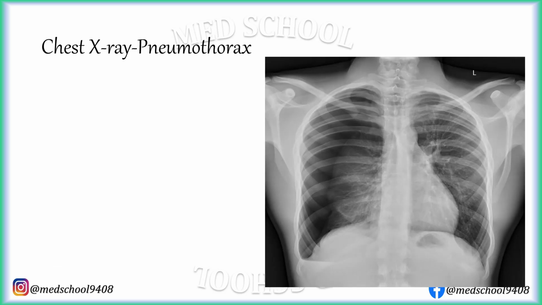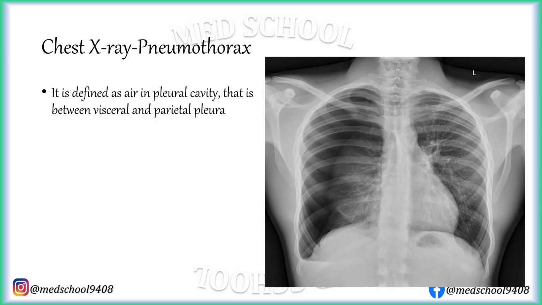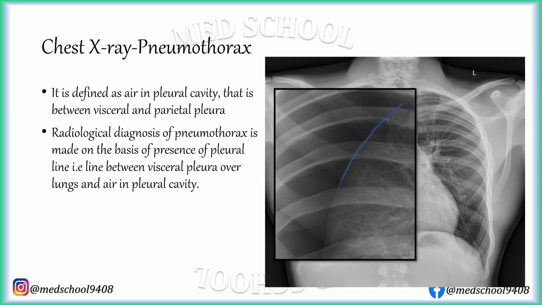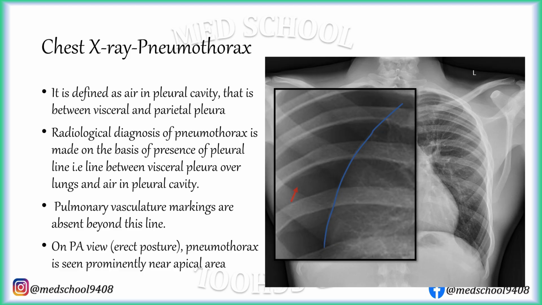Pneumothorax is defined as air in pleural cavity, that is between visceral and parietal pleura. Radiological diagnosis of pneumothorax is made on the basis of presence of pleural line, that is line between visceral pleura over lungs and air in pleural cavity. In this X-ray, this is the pleural line. Pulmonary vasculature markings are absent beyond this line. On PA view, that is erect posture, pneumothorax is seen prominently near apical area because of the natural tendency of the air to be collected at the highest point.